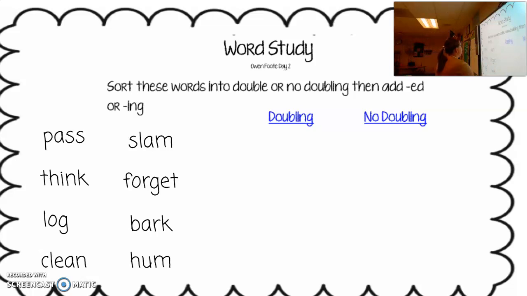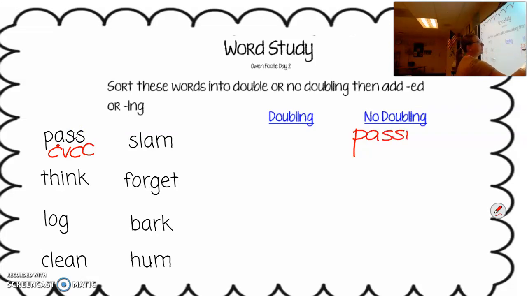So let's look at the word pass, okay? So what do I do first? First, I need to mark my vowels. Pass, so I know the word pass falls into the CVCC category. So when I add ing to the word pass, it's going to be passing, so there is no doubling. So I can put the word passing right here, passing. I do not need to double the final consonant.